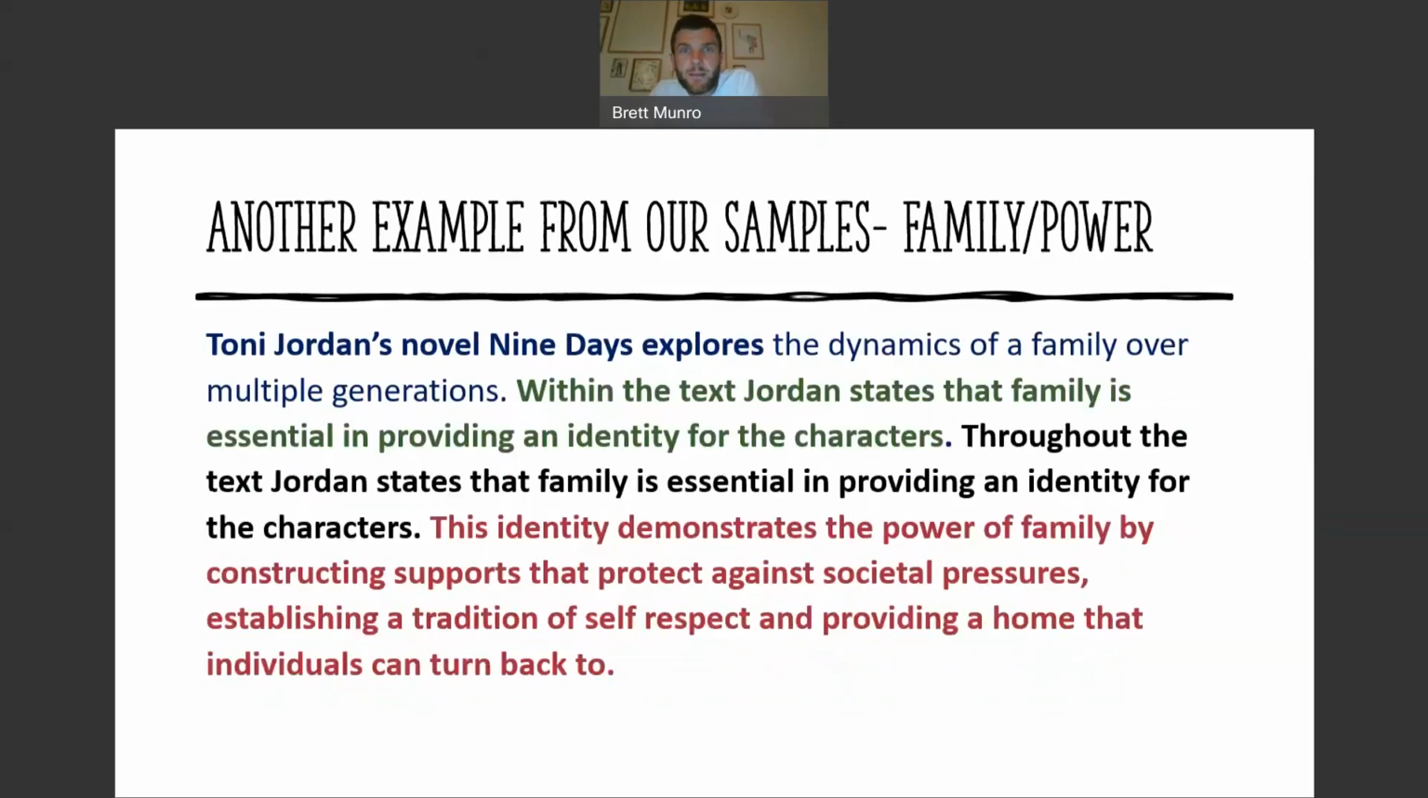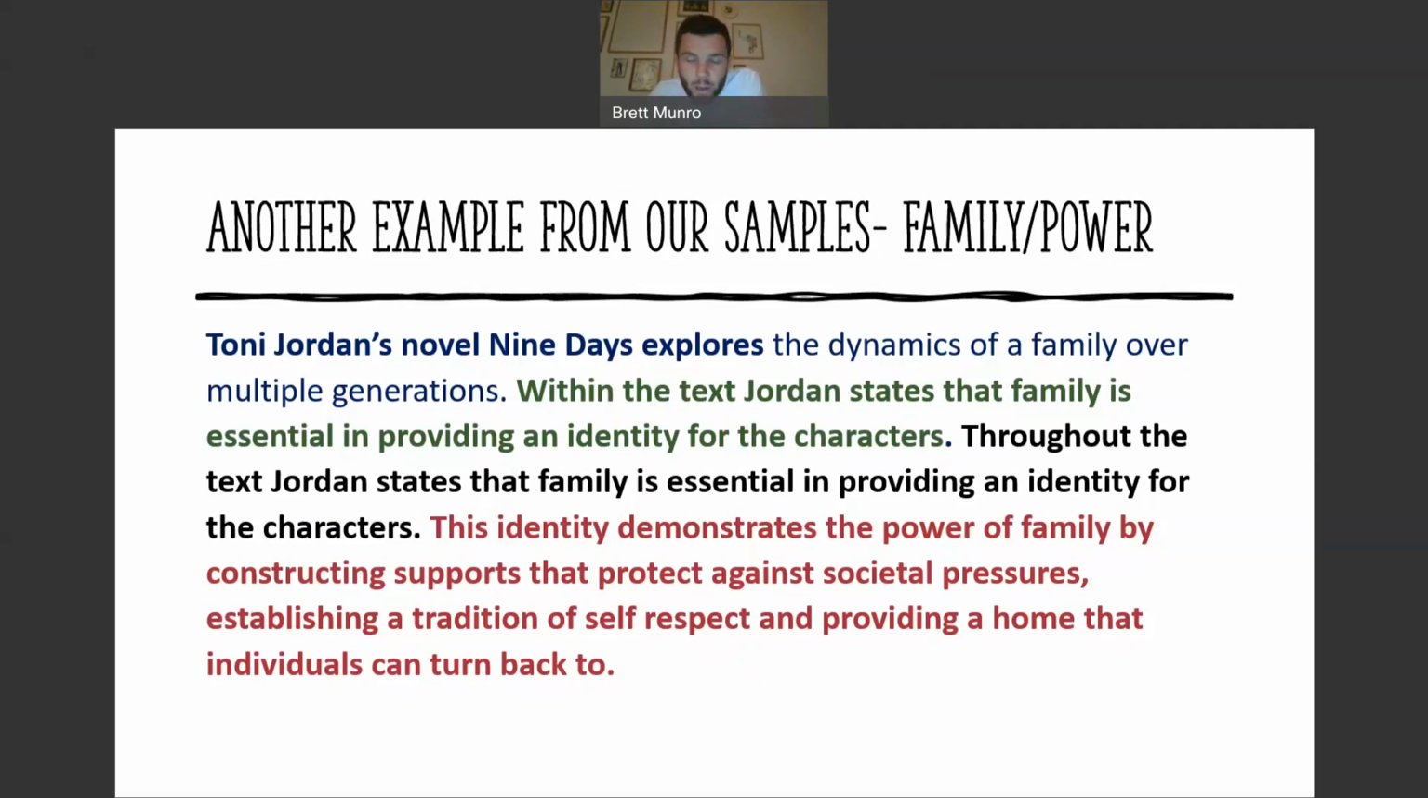Lastly, and this is what I'll leave you with. This is the last sample. It was about family and power. Jordan's novel 9 Days explores the dynamics of a family over multiple generations. Within the text, Jordan states that family is essential in providing an identity for the characters. This identity demonstrates the power of family by constructing supports that protect against societal pressures, establishing a tradition of self-respect, and providing a home that individuals can turn back to.